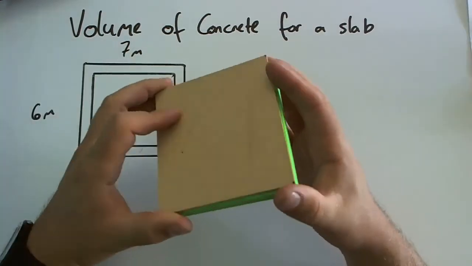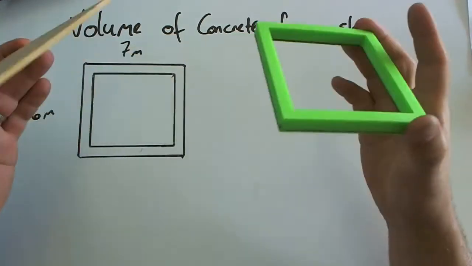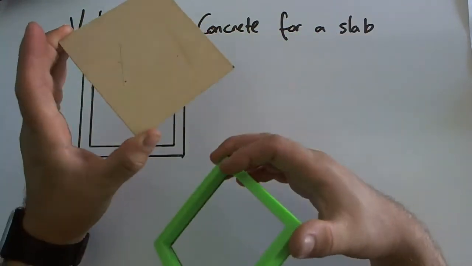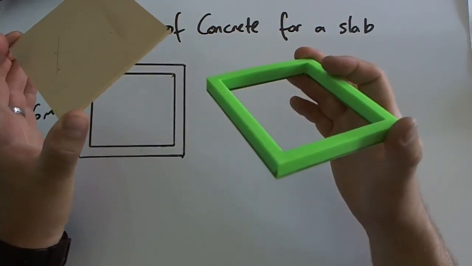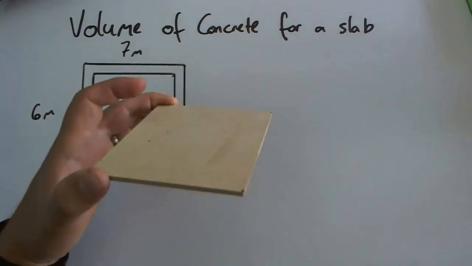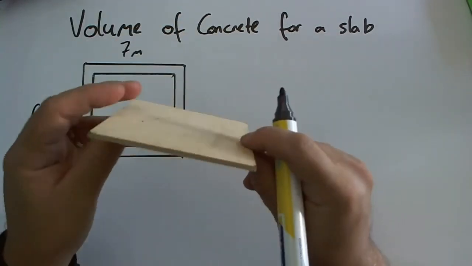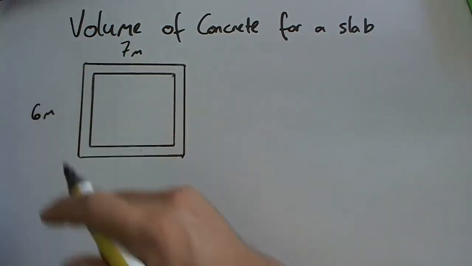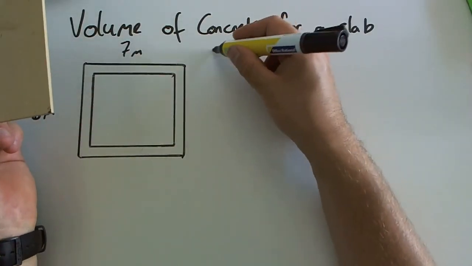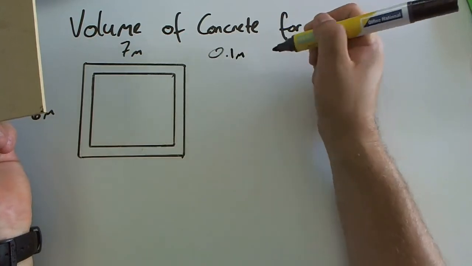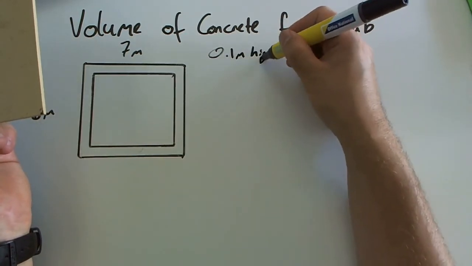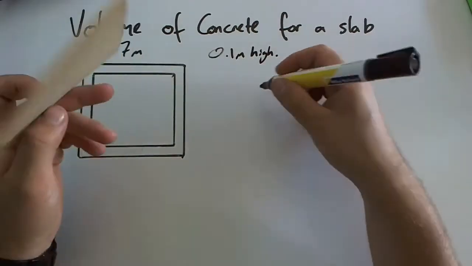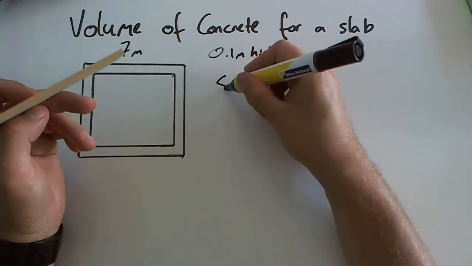So what we need to do to calculate the volume of concrete is split it up into two parts. Calculate the volume for the slab, calculate the volume for the footings. I'm going to start with the slab. Slab's easy. It's a rectangular prism, so you just need your length, your width, and your height. A slab is typically 0.1 meters high.